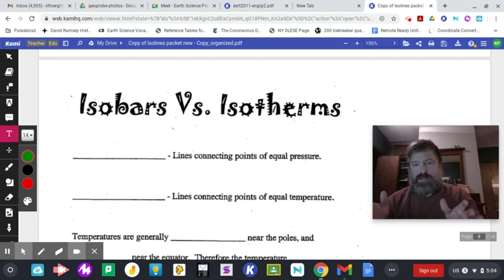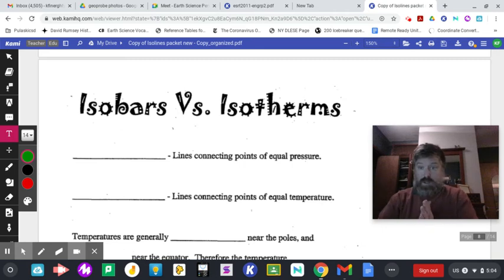Isolines is the generic word for all of these lines that we're drawing. Then we'll get more specific and say that there's isobars and isotherms. And there's a ton of other ones. Type it into Wikipedia, you get a whole list of all the different types of them.